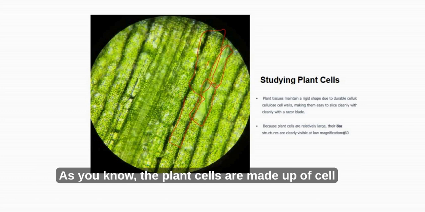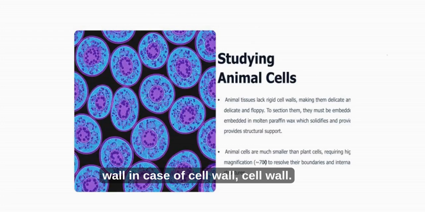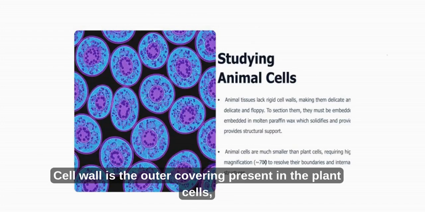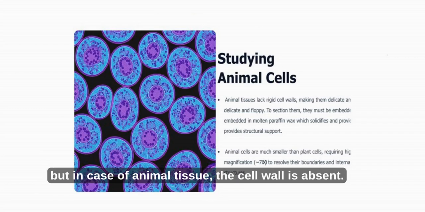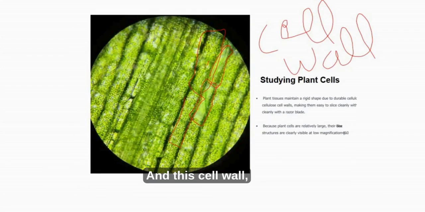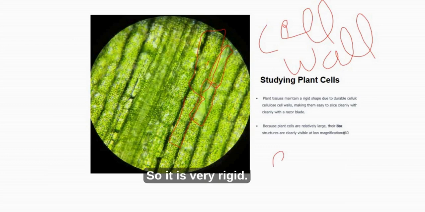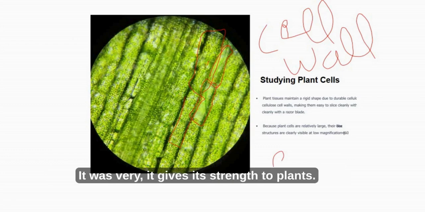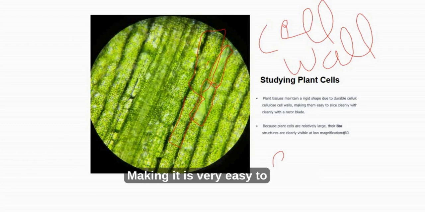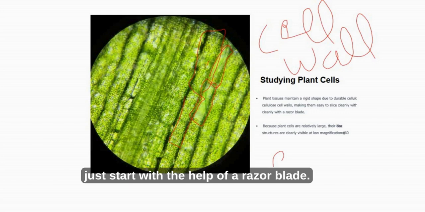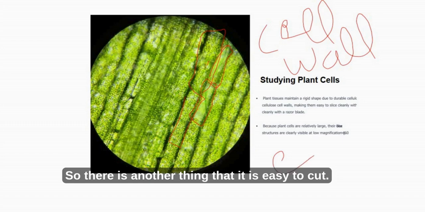As you know, plant cells are made up of a cell wall. What about the cell wall? Cell wall is the outer covering present in the plant cells. But in animal tissue, the cell wall is absent. This cell wall is made up of cellulose, so it is very rigid, which gives strength to the plant cell, making it very easy to cut with the help of a razor blade.